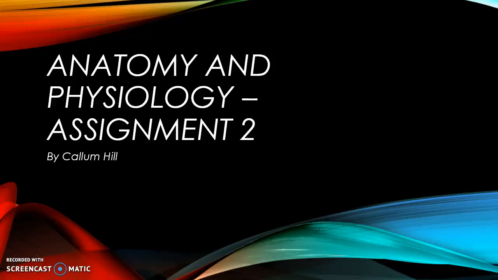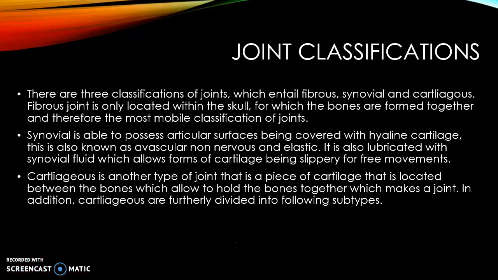This is my Anatomy and Physiology assignment 2 by myself, Callum Hill. So basically I'm going to be talking about classifications of joints. I'm going to be talking about different types of bones and also more muscle actions that are going to be involved in this assignment. So I'm going to start with 3 classifications of joint, which entail fibrous, synovial and cartilaginous.